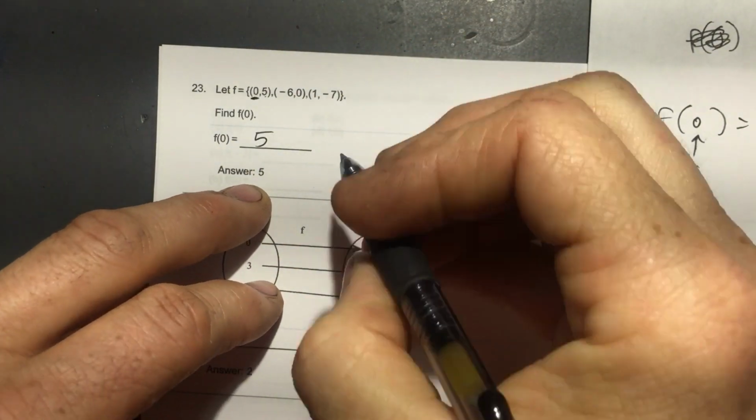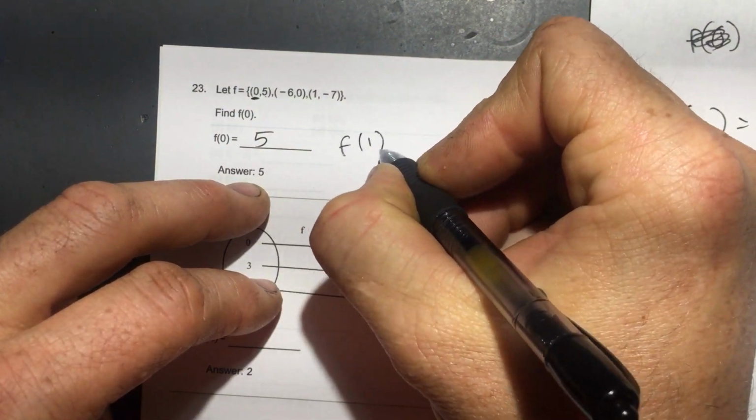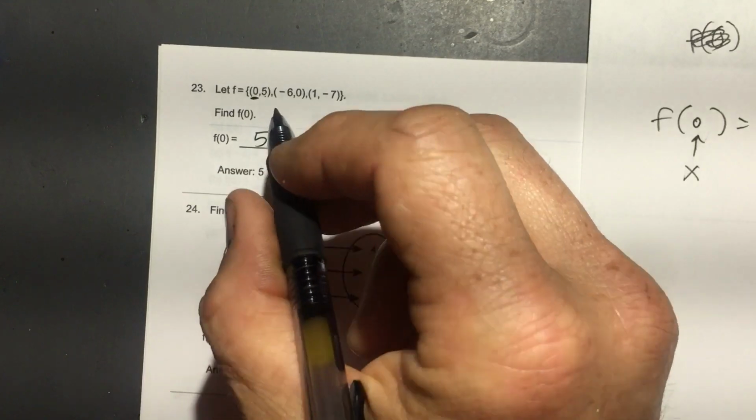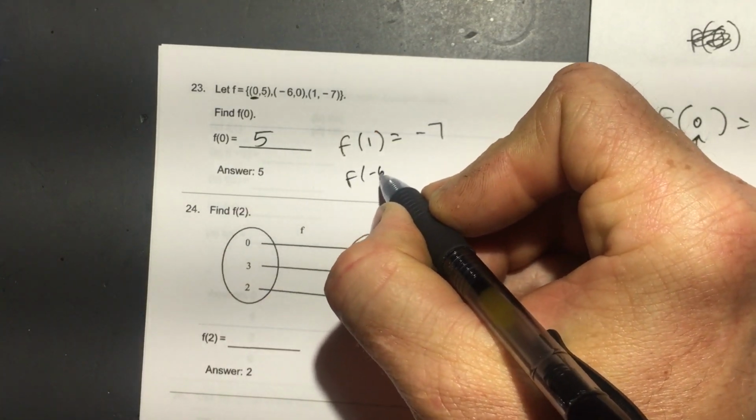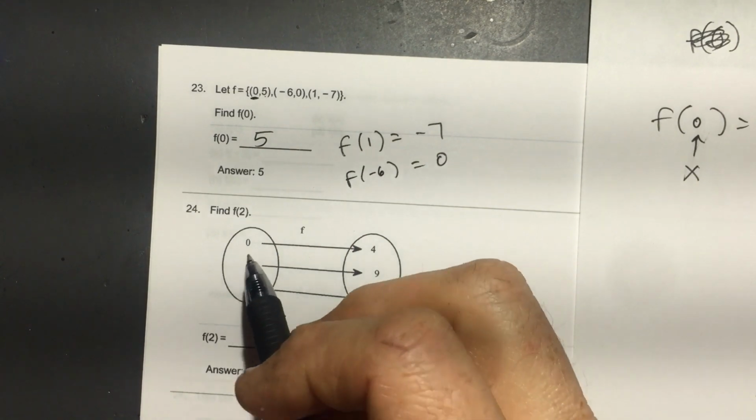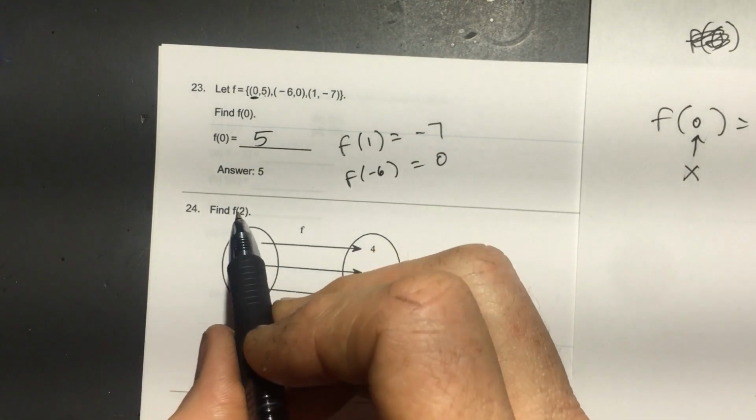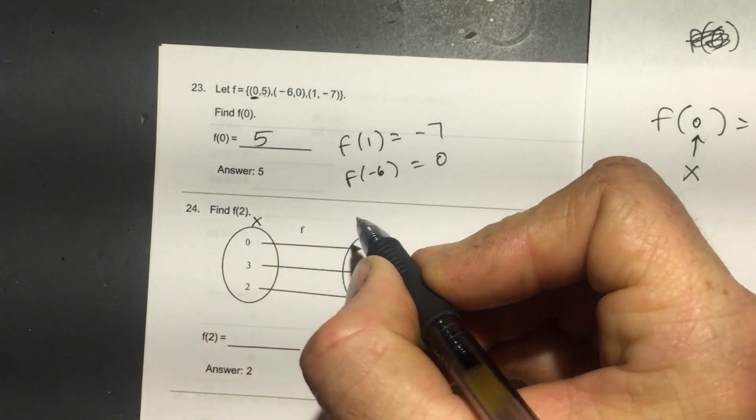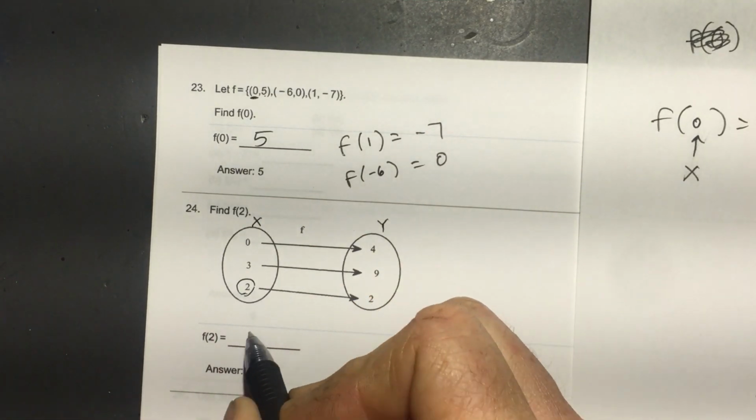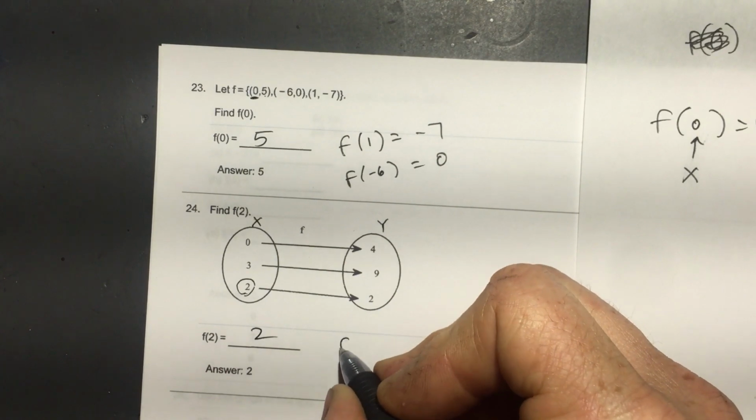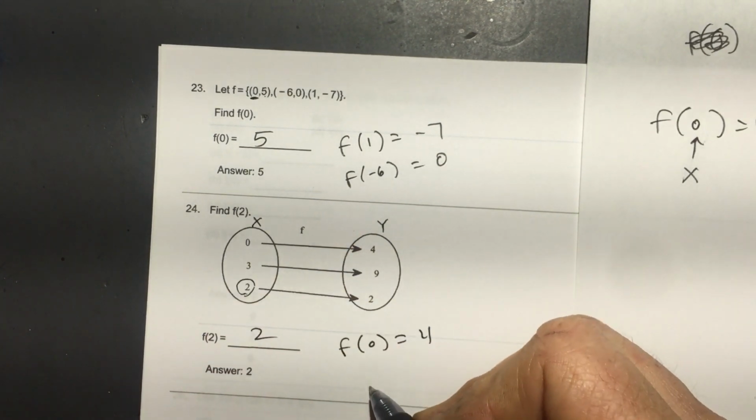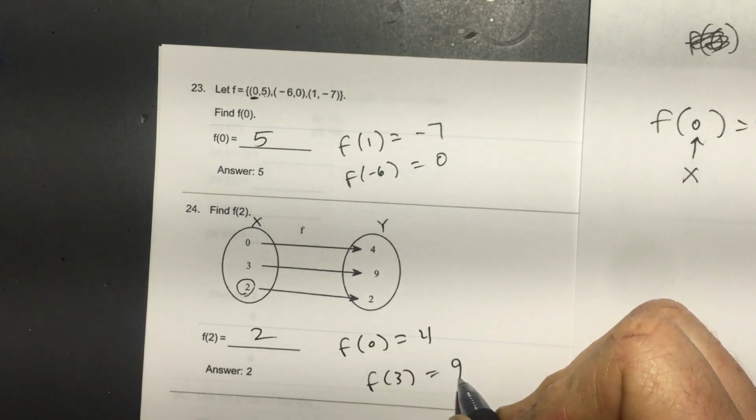In this problem, what's f of 1? Well, it's negative 7. What's f of negative 6? Well, it's 0. Right here on this mapping, what's f of 2? Remember, these are my x values here, and these are my y values over there. Here's 2, and that would be 2. And this one, what's f of 0? Well, that would be 4. What's f of 3? Well, that would be 9.